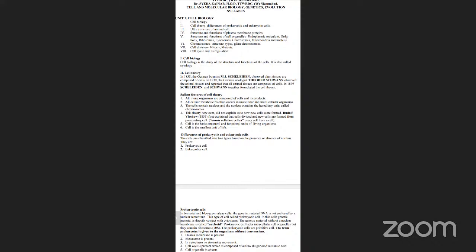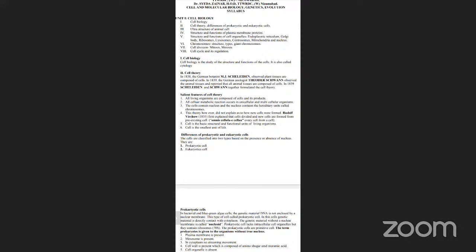The DNA is the deciding factor for the function or structure of the cell. And then this theory, however, did not explain how new cells are formed. So some loopholes are also there in the cell theory. Rudolf Virchow explained that cells are divided into new cells, formed by pre-existing cells. Rudolf Virchow proposed another theory.